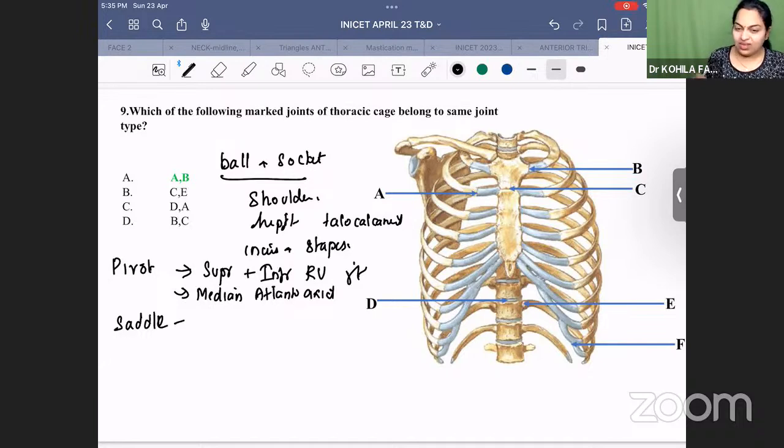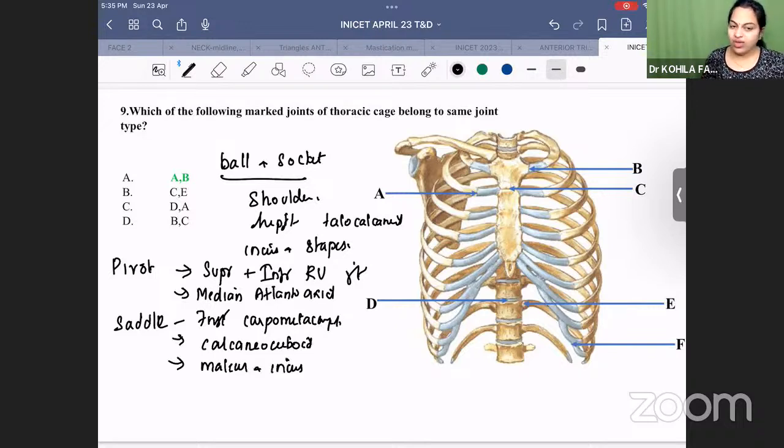Anything in the upper limb? The joint of the thumb, right? The first carpometacarpal joint. Then, as you told in the lower limb, the calcaneocuboid joint, and in the ossicle of the ear between malleus and incus. These are the saddle synovial joints, right?